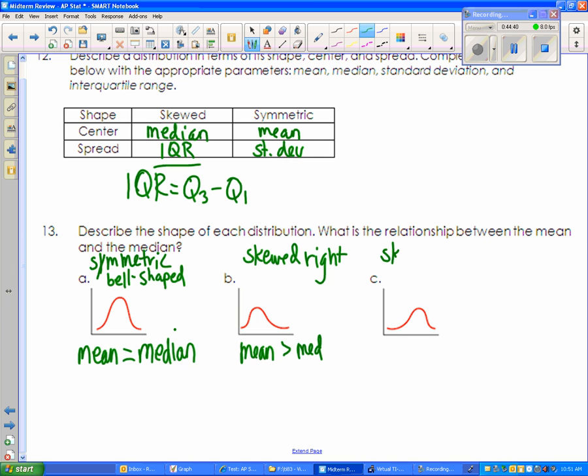And then in letter C, this is considered skewed left. And again, the mean is going to be low because of that. The tail is being stretched to the left, so the mean is going to be less than the median.